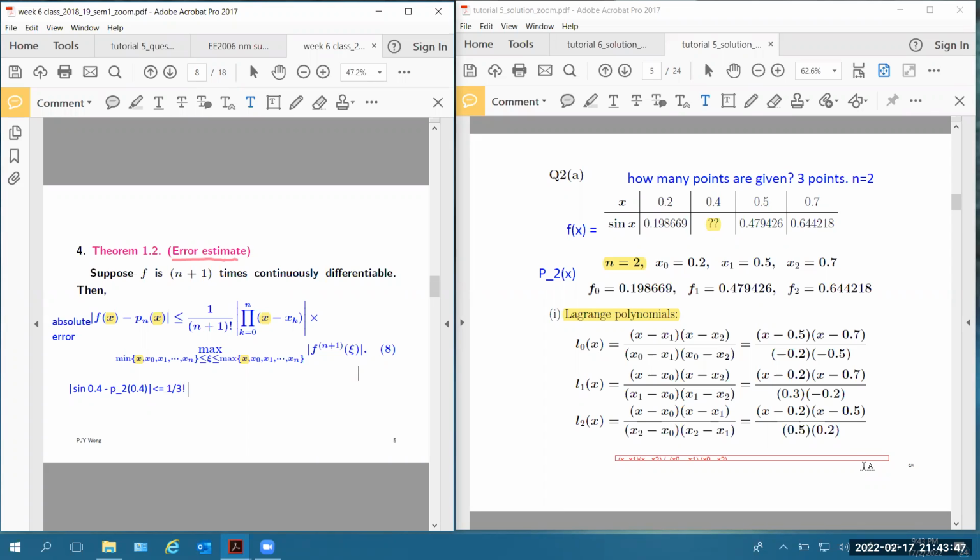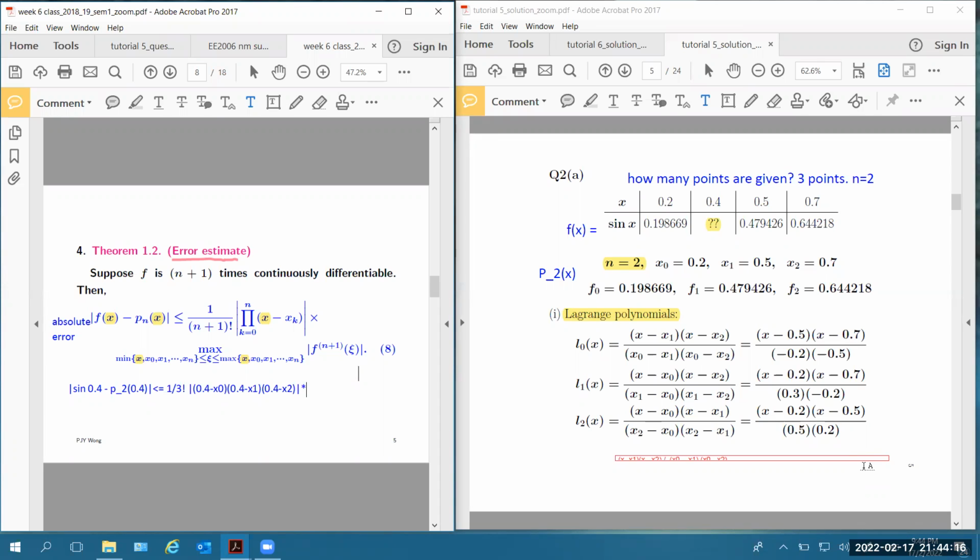Okay. All right. And then you've got this product term. Well, there is x minus x naught. The x is 0.4, right? 0.4 minus x naught. Of course, the x naught value you know. Later on you can put in 0.4 minus x1, until xn, right? 0.4 minus x2. All right, so that's the product.